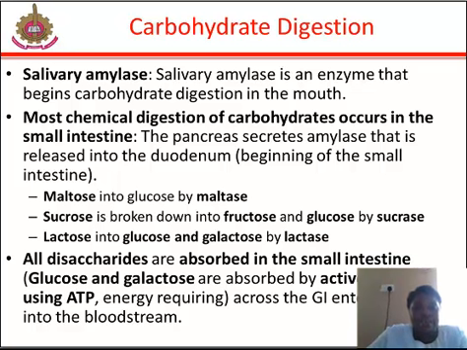Maltose is broken down into glucose by maltase, and sucrose is broken down into fructose and glucose by sucrase. Also, lactose is broken down into glucose and galactose by lactase. All disaccharides are absorbed in the small intestine using active transport, which is ATP, energy requiring, across the gastrointestinal tract enterocyte and into the bloodstream. Fructose is absorbed by facilitated diffusion, which requires no energy, unlike the active transport.